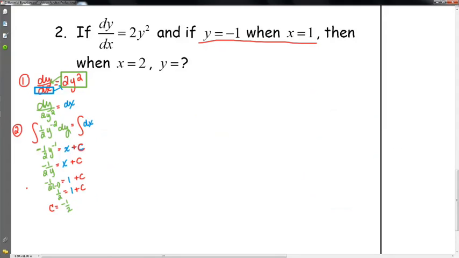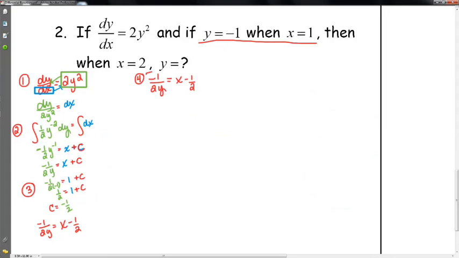Sorry, I forgot to label this. This is step 3, when you solve for your initial condition. So that means my formula is negative 1 over 2y is equal to x minus 1/2. So now I need to solve for y. Negative 1 over 2y is equal to x minus 1/2.